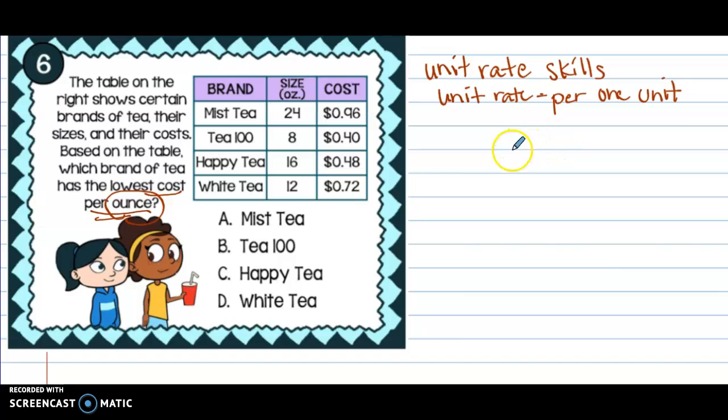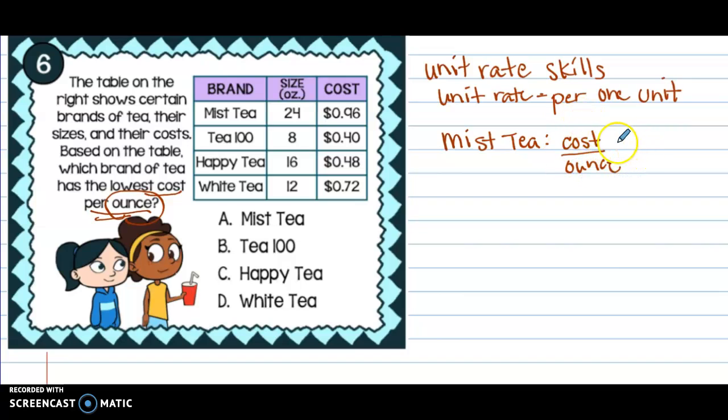So hopefully you remember that you can set this up. We have to figure out which one is the lowest, so we need to find the unit rate, which is a simple division problem. On your scratch paper, write down the tea. What are we given? We are given the cost and the number of ounces we're getting for that price.